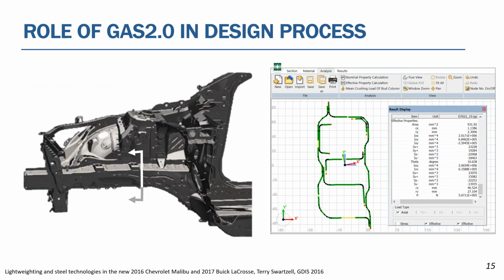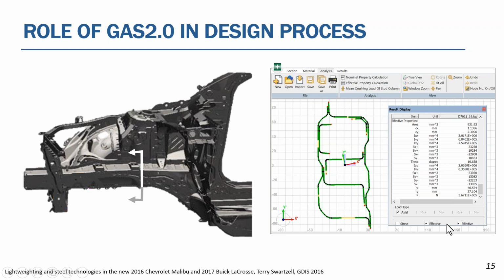So I think you have a feel for what GAS can do, how it works. One of the things I'd like to end on is thinking about what is the role of GAS in the design process. So here we're looking at a motor compartment mid-rail, and you can see the GAS model on the right. This is under an axial load.